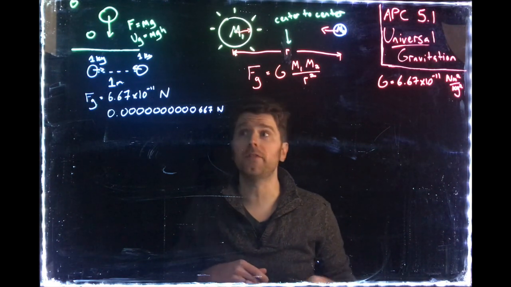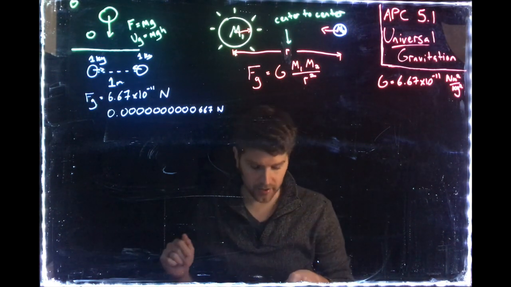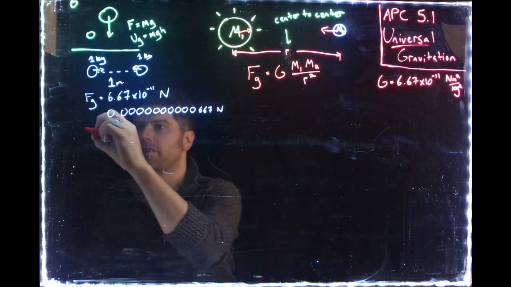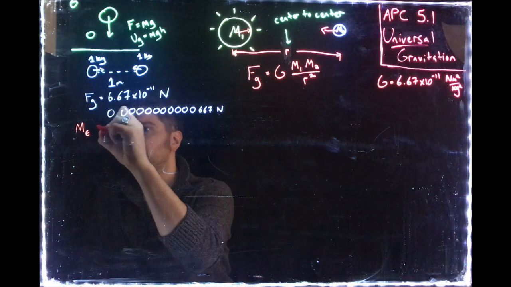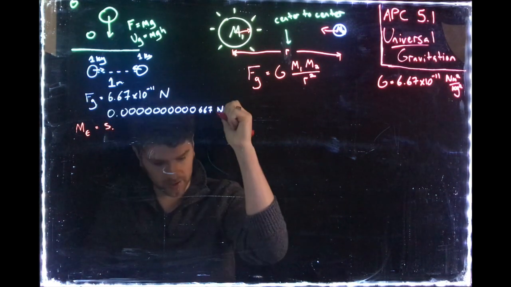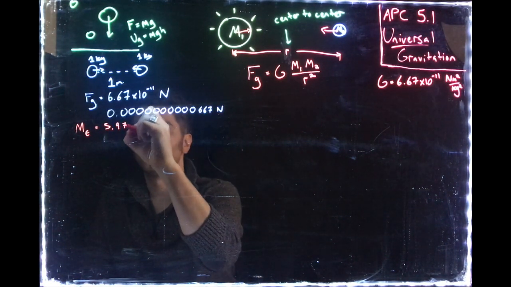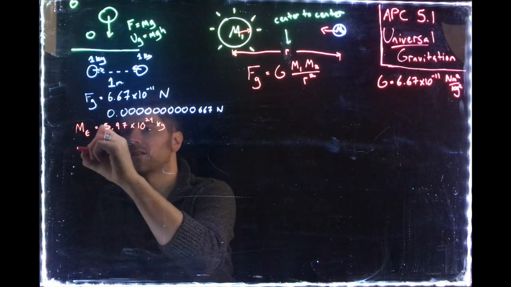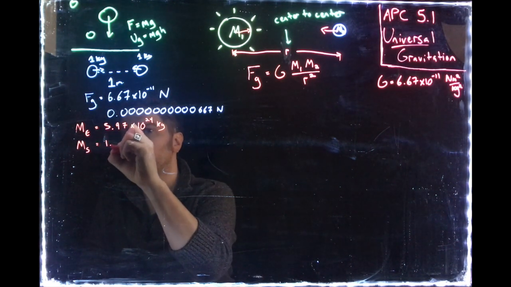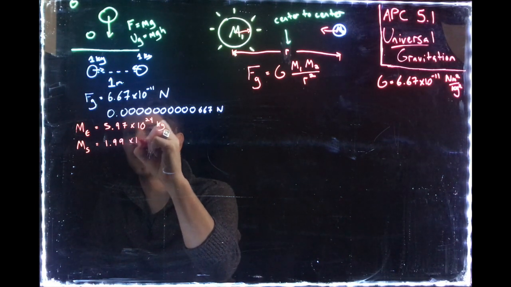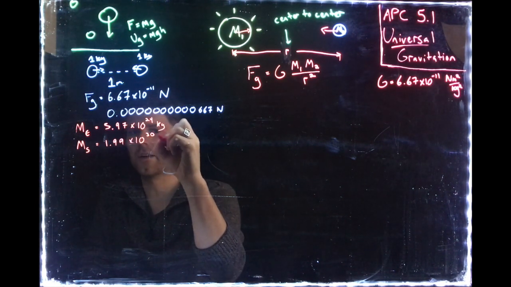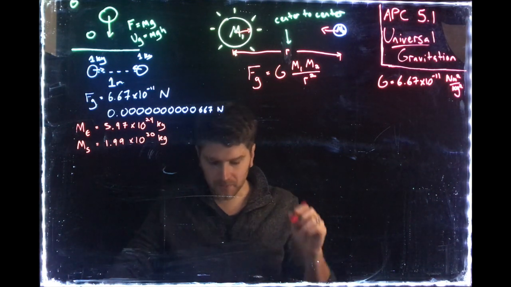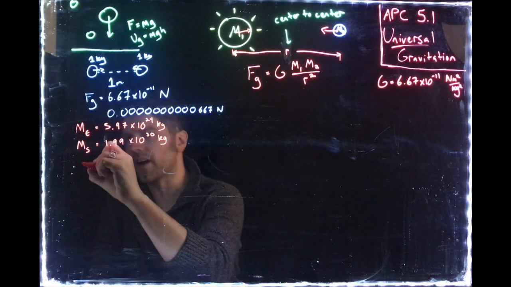On the other hand, if you consider, say, the sun and the earth, right? The mass of the earth is rather larger, 5.97 times 10 to the 24th kilograms. The mass of the sun, of course, even bigger, 1.99 times 10 to the 30th kilograms, nearly a million times bigger. And the distance between them does vary.